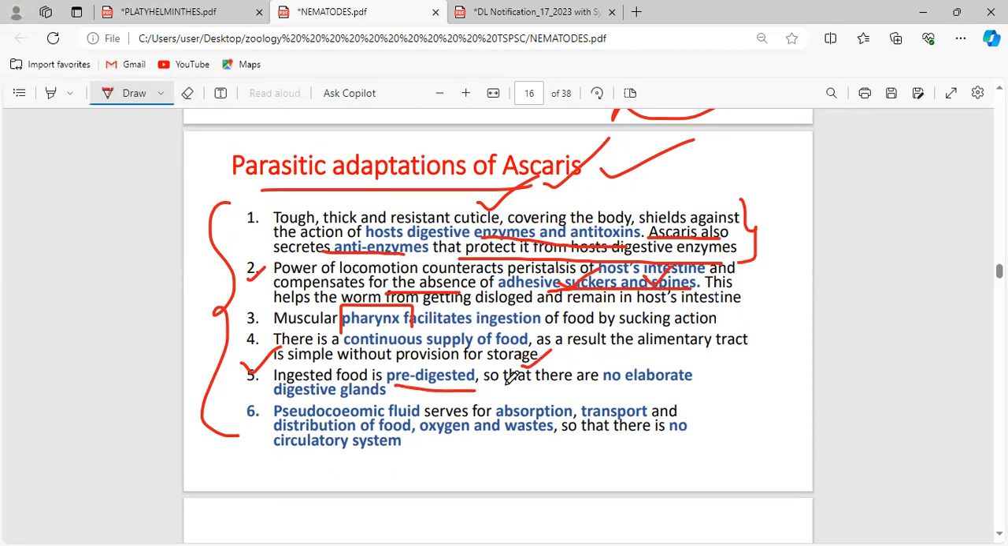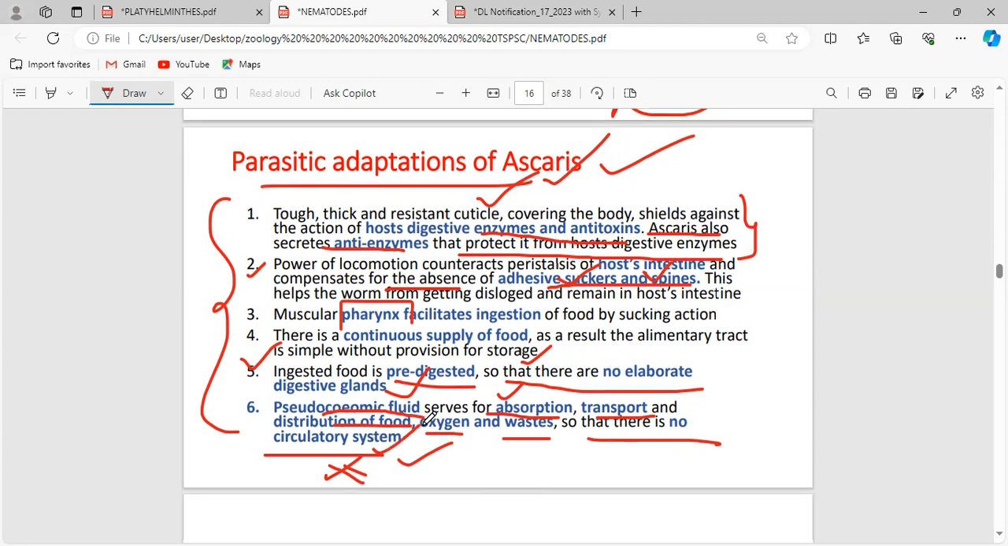Ingested food is pre-digested, so there are no elaborate digestive glands. Pseudocoelomic fluid serves in absorption, transport, and distribution of food, oxygen, and waste. So there is no need of a circulatory system. The functions performed by a circulatory system are done by some of the structures present in the Ascaris. So there is no need of a circulatory system.